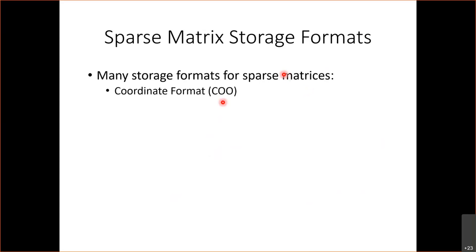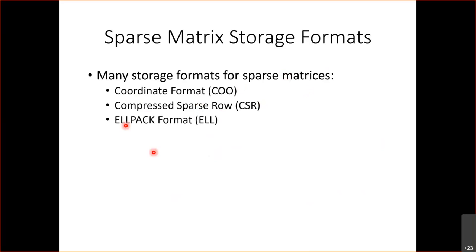So one format is the coordinate format. Another format is the compressed sparse row format. And these are the two formats we'll focus on today. Another format is the ELLPACK format, and the abbreviation for that is ELL. Coordinate format abbreviation is COO, and the compressed sparse row format is CSR. And then there's also the jagged diagonal storage format, which is also JDS.